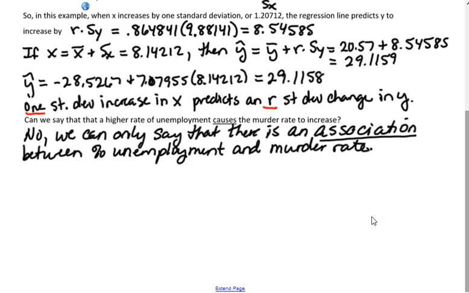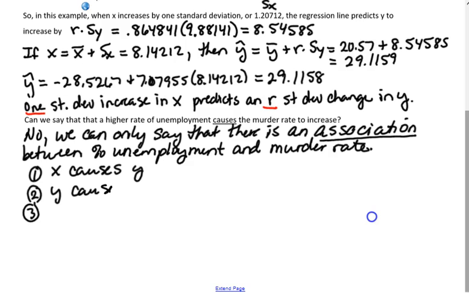Here's the issue. We might have one of 3 things happening. See if I can write a little better. Number 1, we might have x causes y. Number 2, we might have y causes x. And this would be for any particular association that we're talking about. Or number 3, we might have another variable that causes the observed change in both x and y.